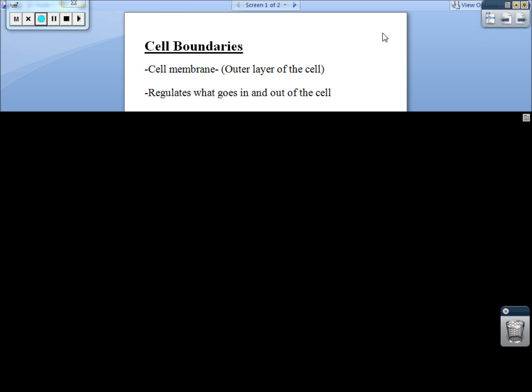Okay, so our next notes are on cell boundaries. Like we had talked about with cells and living things, one of the important organelles for a cell is the cell membrane. And the cell membrane is just the outer layer of the cell. It regulates what goes in and out of the cell, what can be allowed in, what can be allowed to leave, and sometimes this takes energy, sometimes it does not, and we're going to talk about that today.